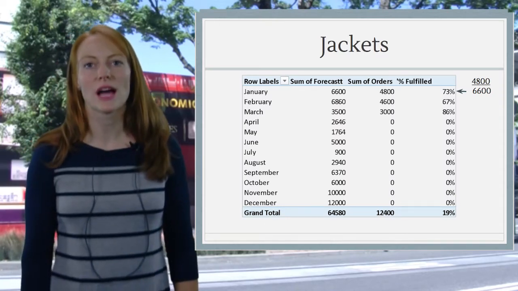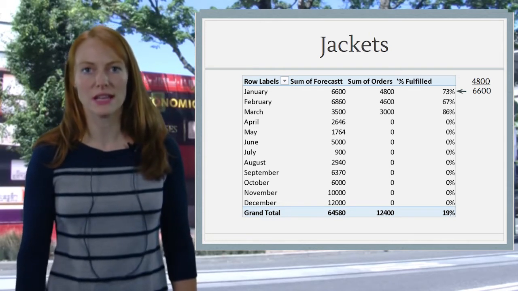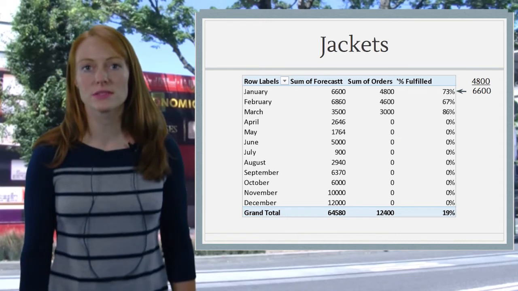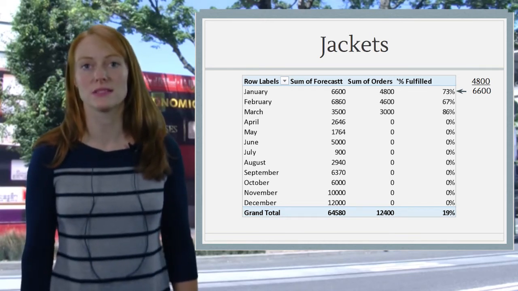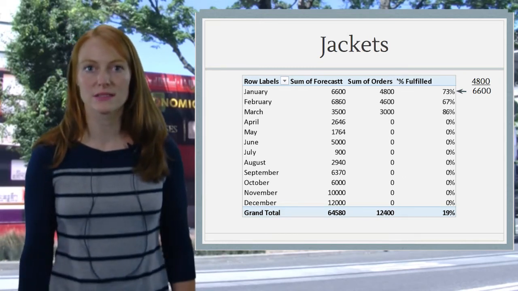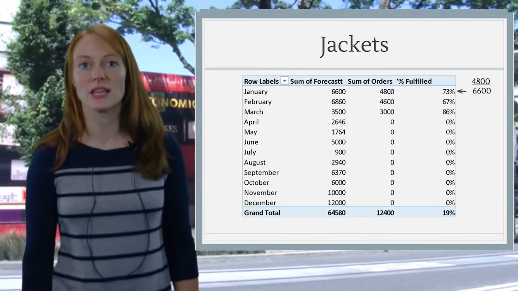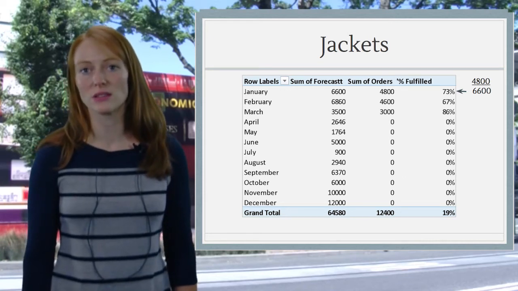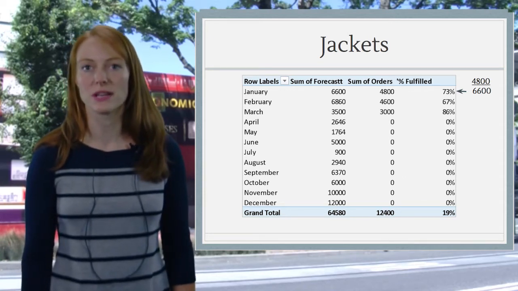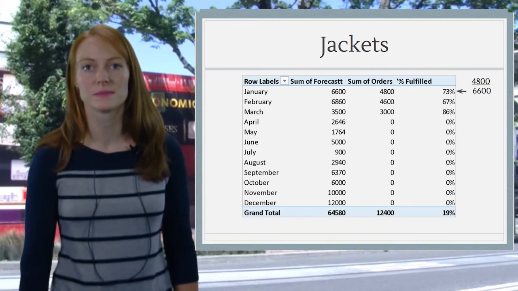First, we want to look at how much of our forecast has been fulfilled. In the month of January, I've done an example here, and we have 4,800 orders divided by a forecast of 6,600. So we only fulfilled 73% of our forecast. I've done that out for the rest of our months, and in February we are 67% fulfilled, and in March 86% fulfilled. So we're continuously not hitting our forecast when we're seeing all of our orders come in per month. That's something we want to keep an eye on, and we're going to want to take that into account when we think about our forecast in future months.